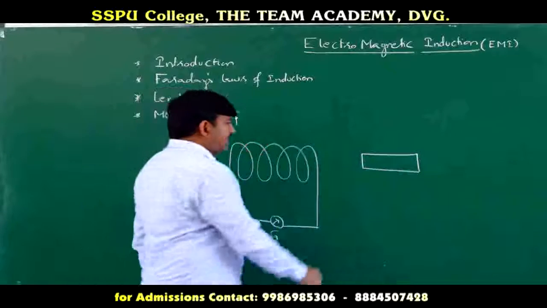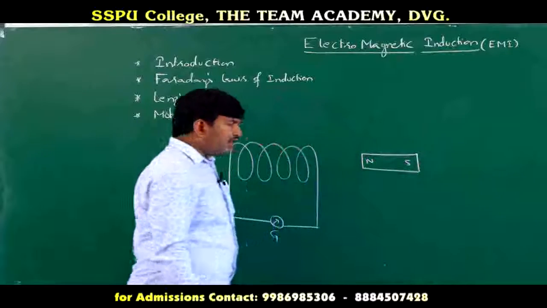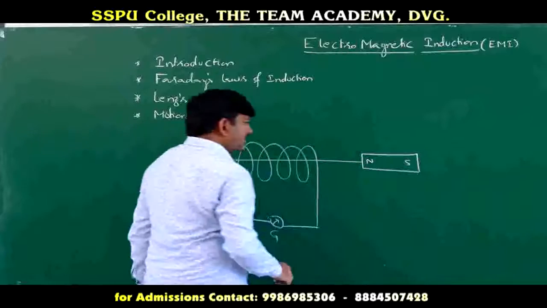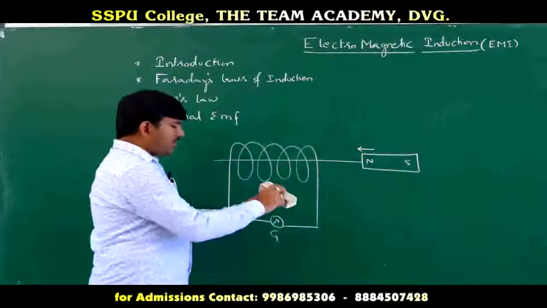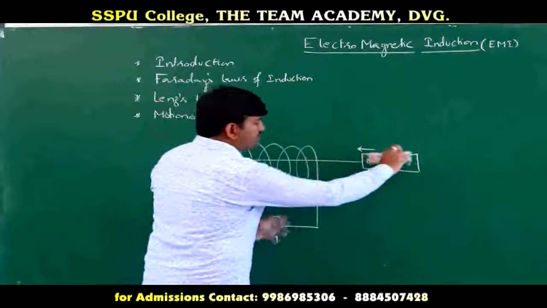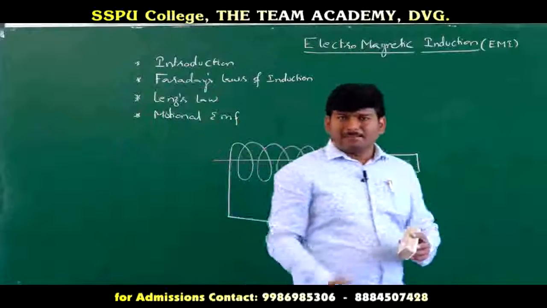And this bar magnet is consisting of north and south poles like this. Now this bar magnet is kept along the axial line. Now this bar magnet is moved like this. When the bar magnet, with this being the north and this being the south, is moved like this, what is happening? Around the magnet we know that there is a magnetic field.